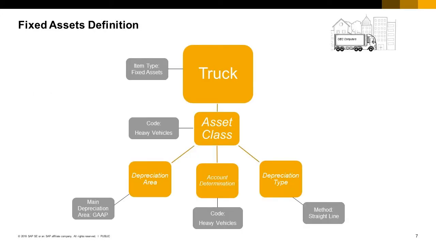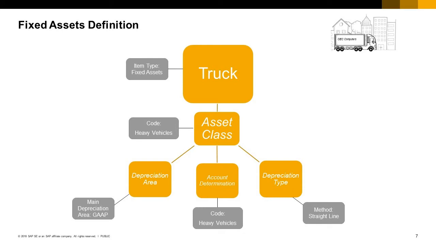Let us look at our example. We have the new truck that OEC Computers purchased at the beginning of the fiscal year. Which definitions are required to manage the asset life cycle? First, we define this truck as an asset master data. Then, we attach a set of definitions relevant to this kind of asset to the asset master data. In our example we use the heavy vehicles set of definitions.